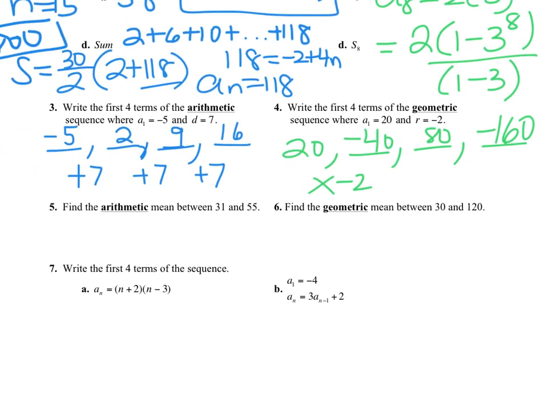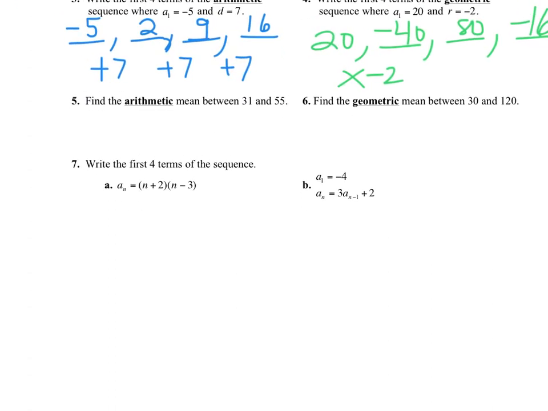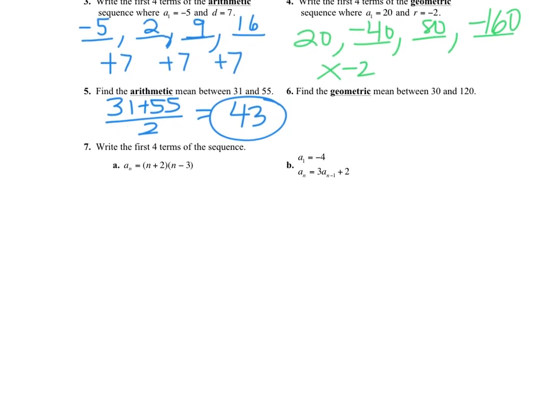All right, 5 and 6 were the ones I was thinking of earlier. These are the ones where you need to come up with a formula. You need to know the formula to find these answers. So arithmetic mean means the average between those two. So we're going to take 31 and 55, add those up, and divide by 2. What is it? 86, 43? 43. So the arithmetic mean, the number between them, is 43.